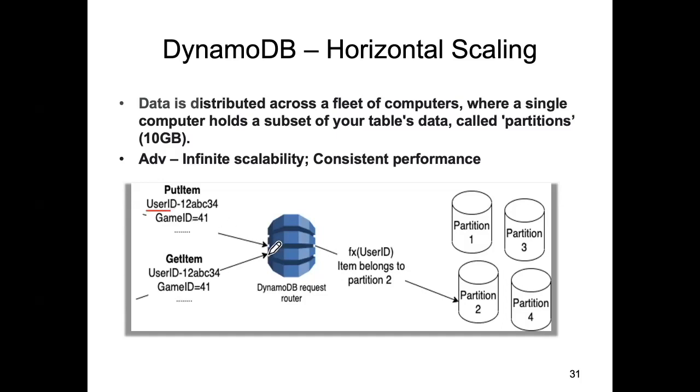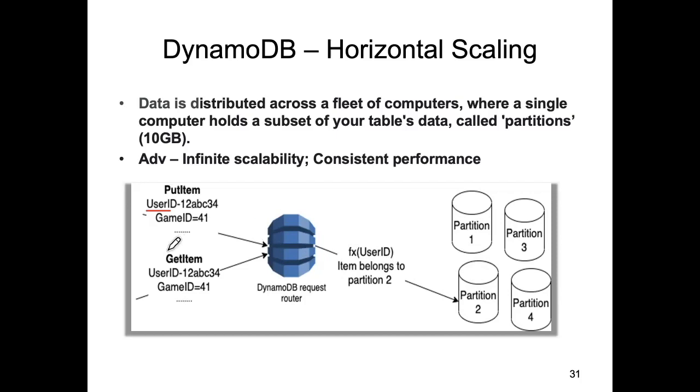So when the DynamoDB service receives a put item request, as in add a new item to a table, and we're giving it the partition key and sort key and the other attributes, then what the service does is it puts that partition key through an algorithm, and the algorithm decides which partition the item should be stored in. And it obviously is trying to distribute the data evenly across our 4 partitions.